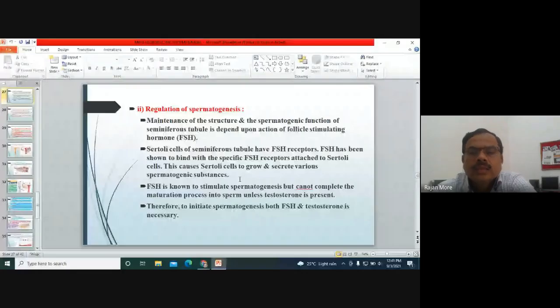Spermatogenesis, the role of the FSH, then the Sertoli cells, how it stimulates, and how the stimulation further takes place.